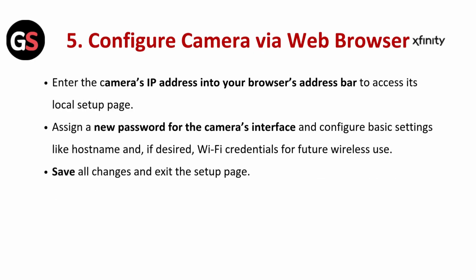5. Configure the camera via web browser. Enter the camera's IP address into your browser's address bar to access its local setup page. Assign a new password for the camera's interface and configure basic settings like hostname and, if desired, Wi-Fi credentials for future wireless use. Save all changes and exit the setup page.